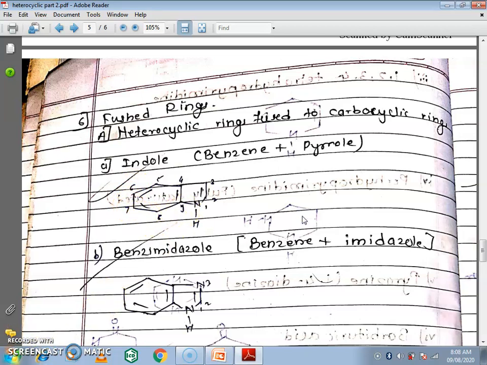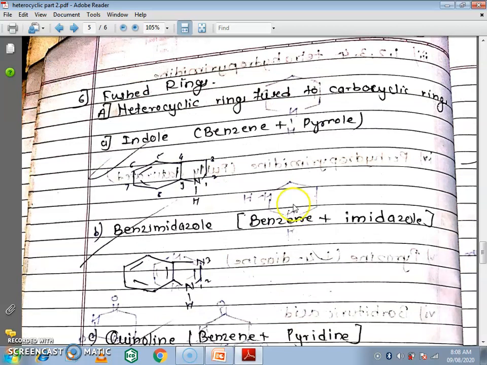The next example is benzimidazole. In this there will be a benzene plus imidazole ring. I already showed the imidazole. This is the 5-membered ring, that is imidazole, containing 2 heteroatoms, that is 2 nitrogens are present. But this imidazole ring is fused with the benzene. That is called benzimidazole.